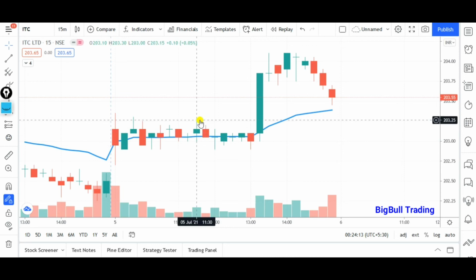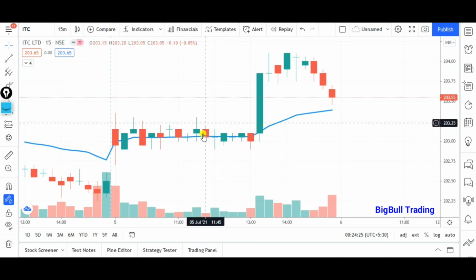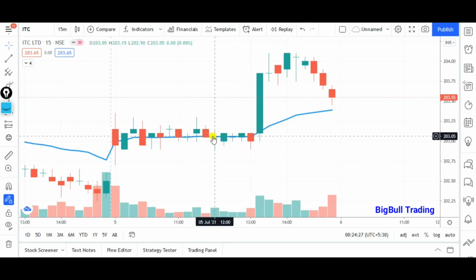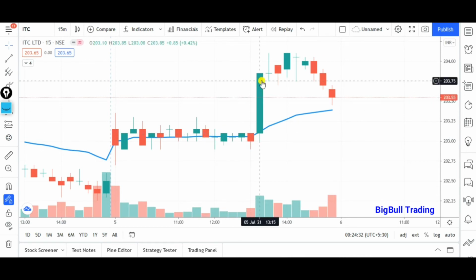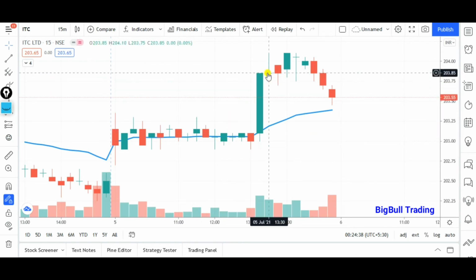As I told you, you will not get 100% success in any strategy. Sometimes you will get a stop loss, so you will get a small stop loss here. But again, you can see you get another opportunity here, the same pin bar, so you take the trade above this candle. Once you take the trade here, you can see, boom, how much profit you get in this trade.